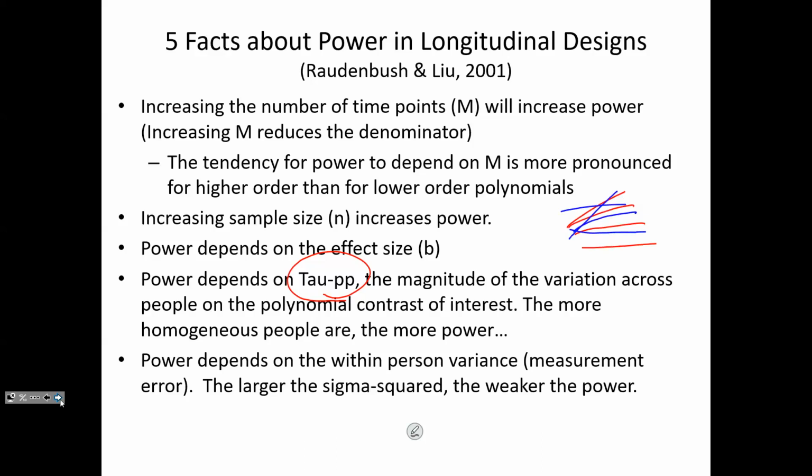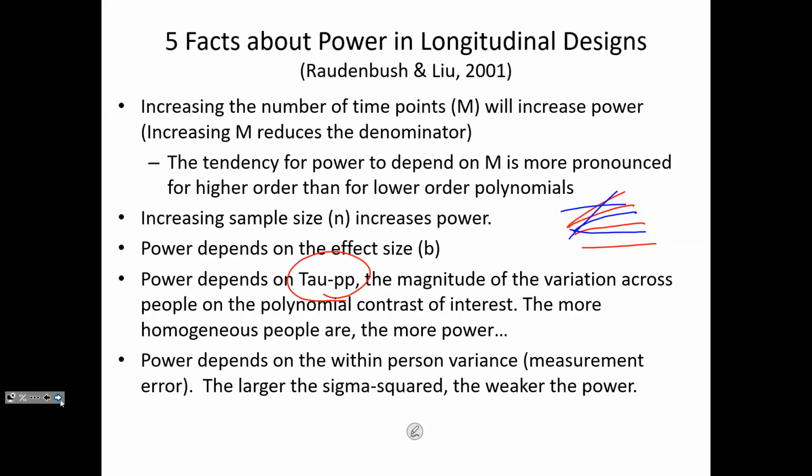you've got a lot more error, right? You're going to need more people to be able to detect whether this difference between the slopes is statistically significant. So more between person variability in the growth slopes means you need more people to detect whether the difference between the two groups is equal or unequal, right? So the power to detect differences.